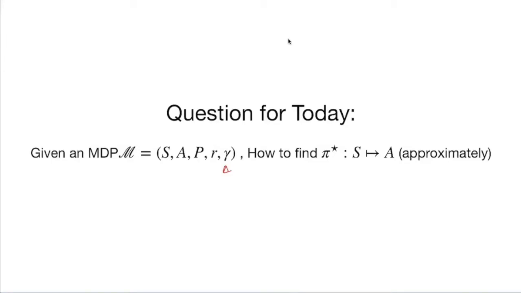So the reason that I add "approximately" here is that for this lecture, it turns out that we're also going to talk about an approximation algorithm, in the sense that the algorithm is going to keep outputting a policy every iteration. And we're going to show that when the number of iterations goes to infinity, that policy actually gradually converges to the optimal policy.